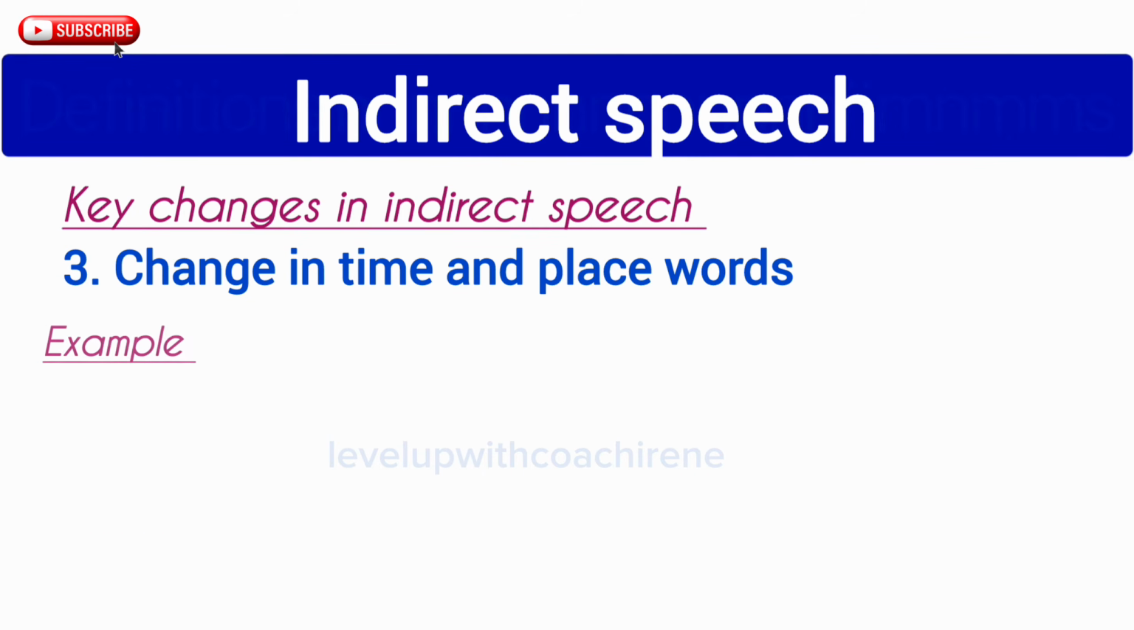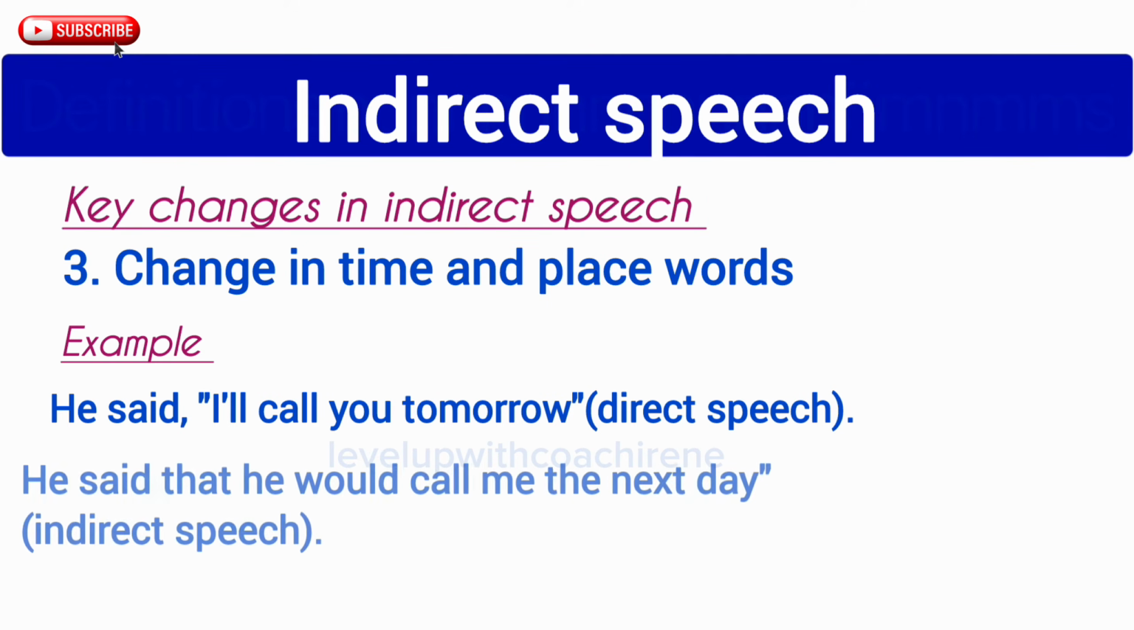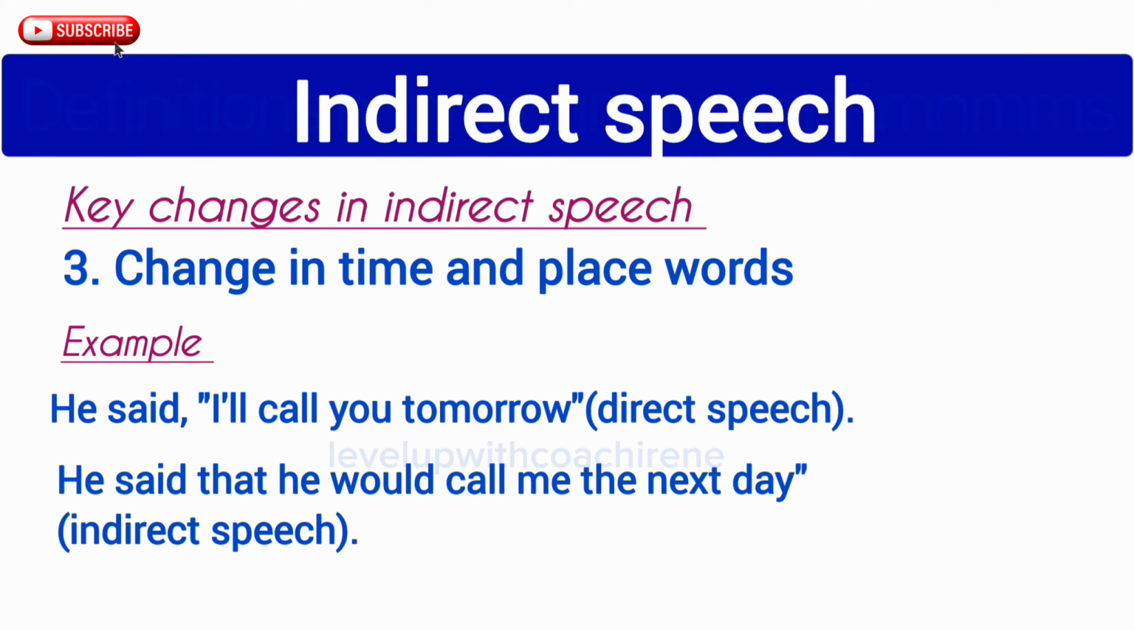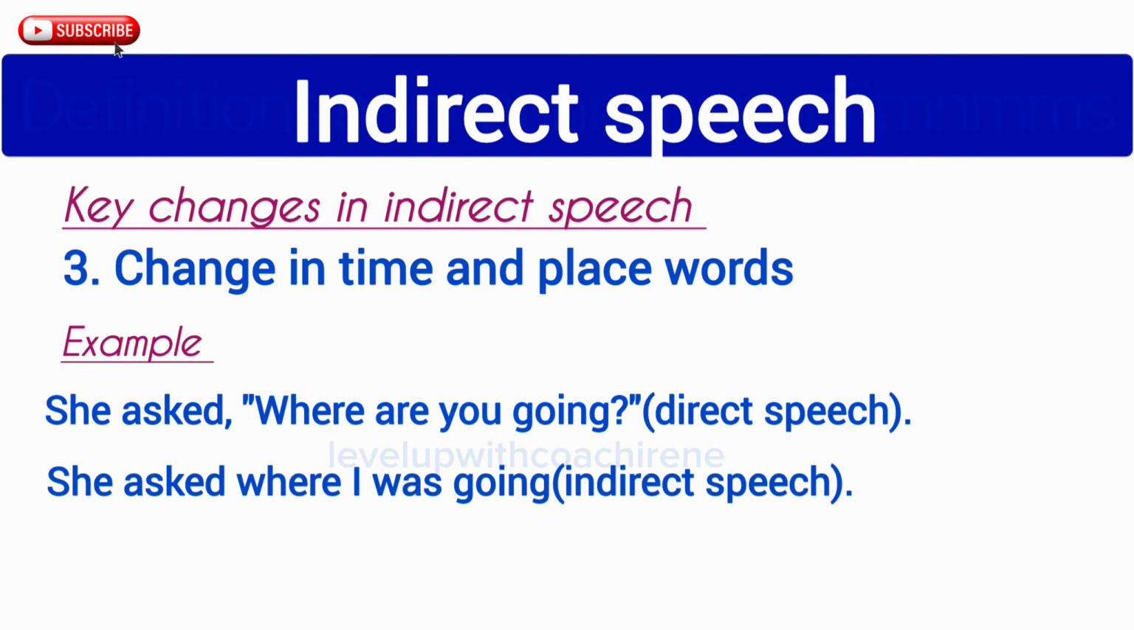For example, for direct speech, we have, he said, "I will call you tomorrow." It becomes, he said that he would call me the next day. Another example would be, she asked, "Where are you going?" When changed to indirect speech, it becomes, she asked where I was going.